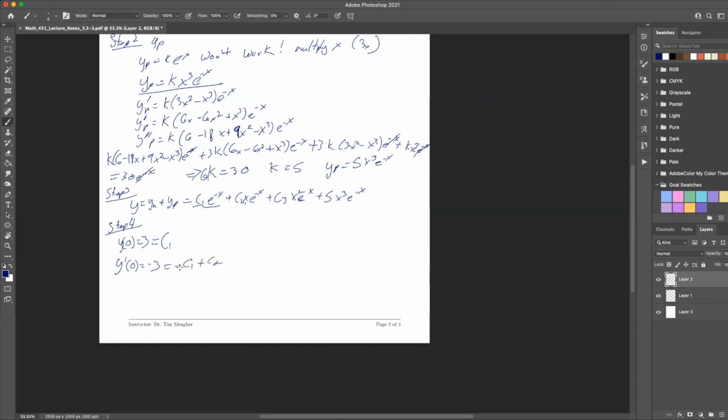So plug this through. c1 is equal to 3. This tells me that c2 is equal to negative 3 plus 3, so c2 is equal to 0. Okay, and then let's look at y double prime, sorry, of 0. And that is equal to minus 47.